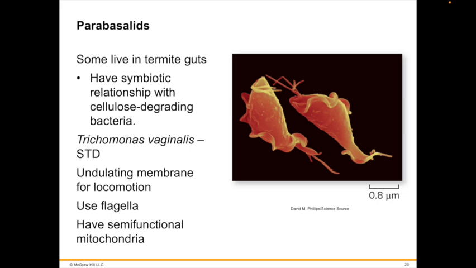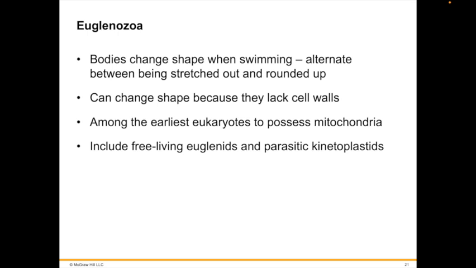And then finally, the euglenozoans. So the euglenozoans, they change shape while swimming. They're free-living euglenids, and they're exemplified by euglena, and they can produce chloroplasts to carry out photosynthesis in light, and they contain a pellicle and move via anterior flagella. And then they also have the kinetoplastids and are parasitic and are distinctive in having a single unique mitochondrion with two types of circular DNA.